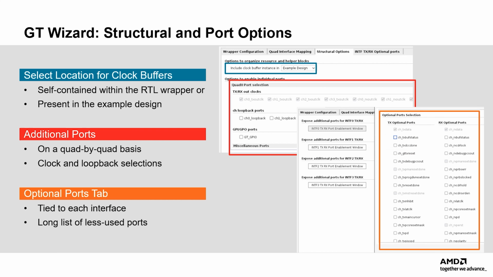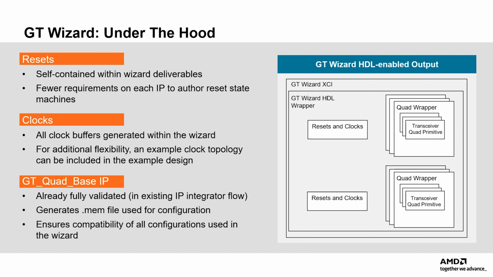At the top is a GT Wizard XCI, that is, an IP file. XCI files are accessible in the standard IP catalog, making it easy to manage and reuse configurations across different projects. Under the hood, the configured components are put together by wrapping them around with RTL. This Wizard RTL wrapper contains the self-contained resets and clock buffers that are generated within the wizard.